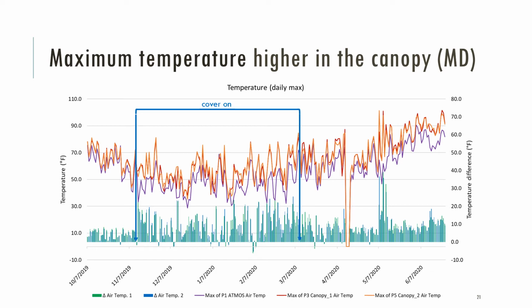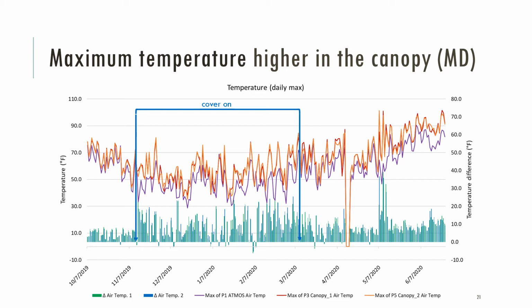And then the bars that you see at the bottom, the blue and green bars, they are the temperature difference. So whenever this bar is pointing upwards, the temperature in the canopy was higher compared with the weather station, and when it's pointing downwards, it was lower. And you can see that the maximum temperature is always higher in the canopy, independent of the use of the row cover.